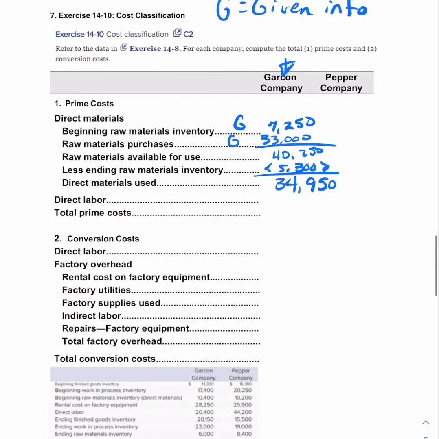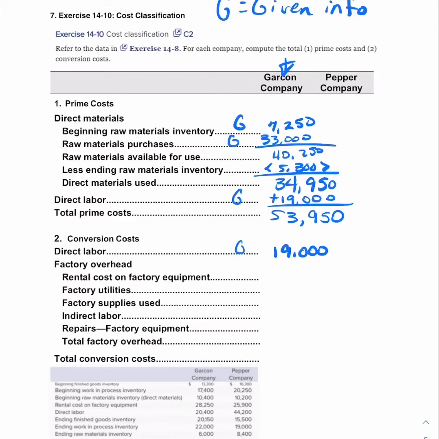Next, we need to add in that direct labor. Once again, that direct labor is, of course, the $19,000. And when you add those two items together for your total prime cost, you'll get $53,950 for Garcon Company's prime costs. Next, we need to do conversion costs. For conversion costs, we'll begin with the easy part, which is direct labor. It's $19,000. Next, we simply need to add up all of the items that we were given.